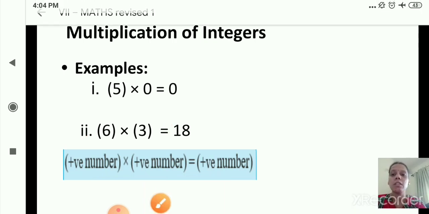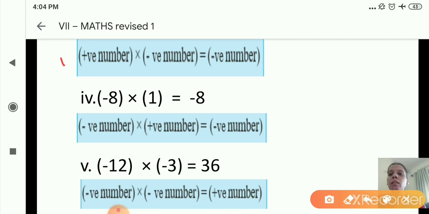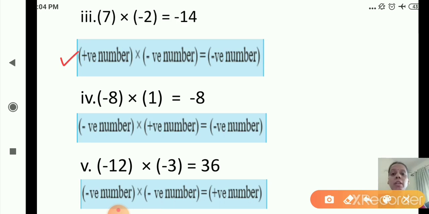Now we'll move to the third sum. As you can see here, this is the third one. First number is positive and the second number is negative: 7 multiplied by minus 2. 7, the first number, is positive, and the second number, minus 2, is negative. So plus times minus is minus. If one number is positive and the other number is negative, then the answer or the product is a negative integer. So 7 2s are 14 and the answer is also minus 14. First number is positive and the second number is negative, the product is a negative number, so the answer is minus 14.